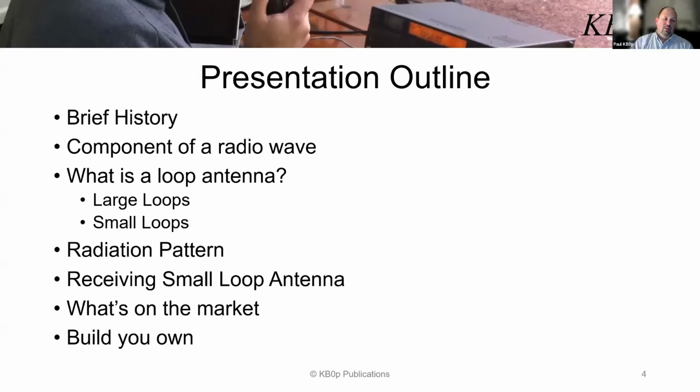This presentation, the outline: I'm going to go over a brief history of loop antennas, very brief. We're going to talk about the components of a radio wave. We're going to discuss what a loop antenna is, and I'm going to review very quickly a large loop antenna and a small loop antenna. We're going to go over the radiation pattern of both types of antennas. And then we're going to talk about receiving small loop antennas. That's what this presentation is mostly about, the receiving small loop antenna.